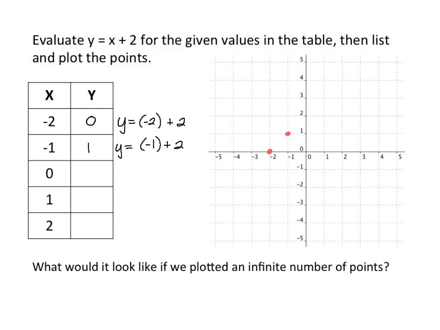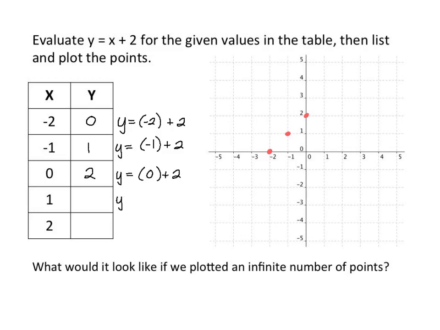So continuing this pattern, I plug in 0. I get y equals 0 instead of x, plus 2, and 0 plus 2 gives me 2 for my y value. So this x, y pair, x is 0, means I'm going to go left to right, none. Y being 2 means I'm going to go up 2 on the y-axis. And here's my next point. And you might be able to start seeing a pattern emerge. Let's just finish off our table.